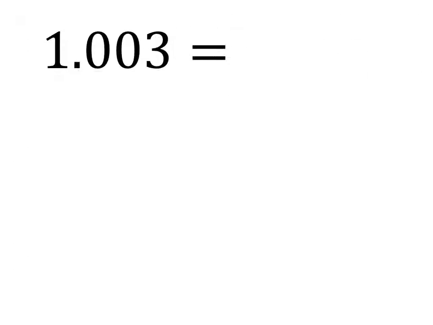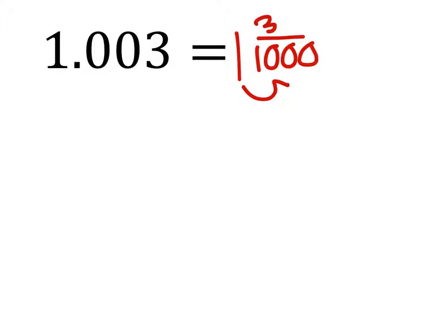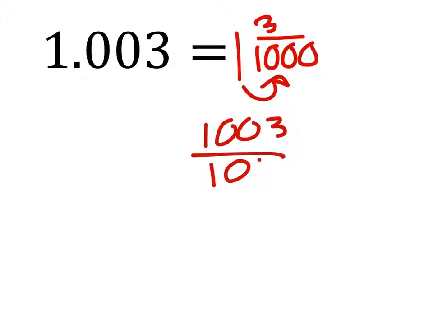Alright. So we have 1 and 3 thousandths. So if we just write this out here, that is not an improper fraction, so we need to change it. So 1 times 1,000 would be 1,000 plus 3. So it'd be 1,003 over 1,000. And you can't simplify that. That is correct. Excellent work.